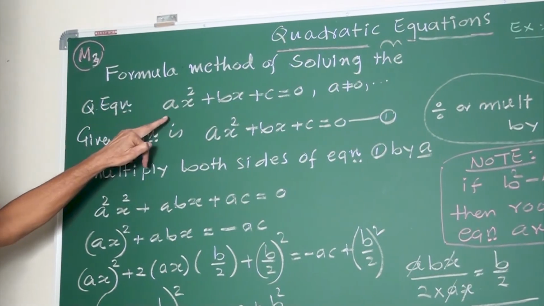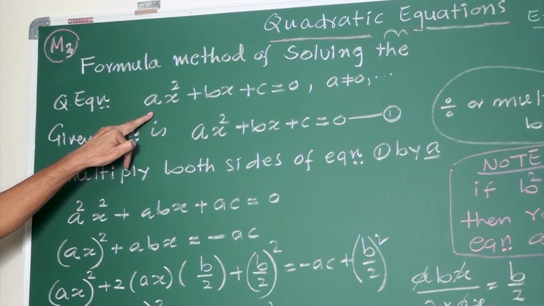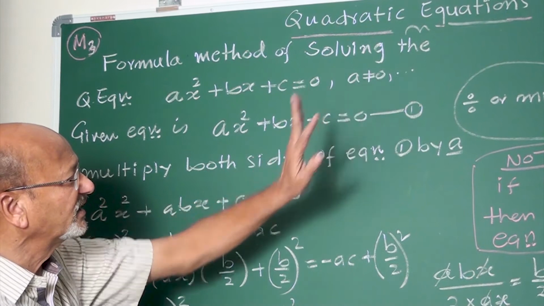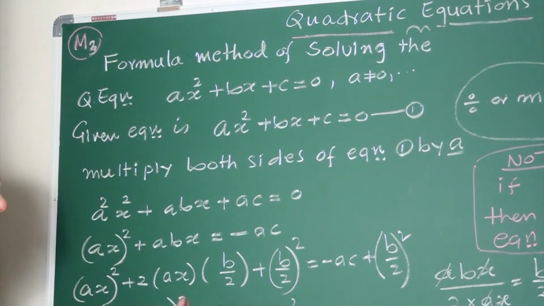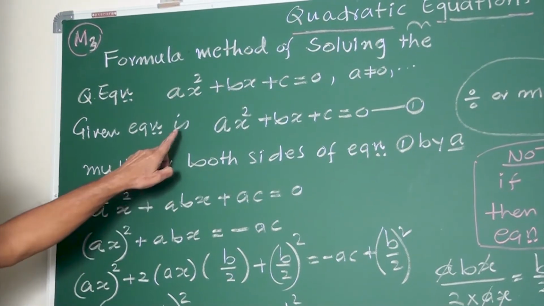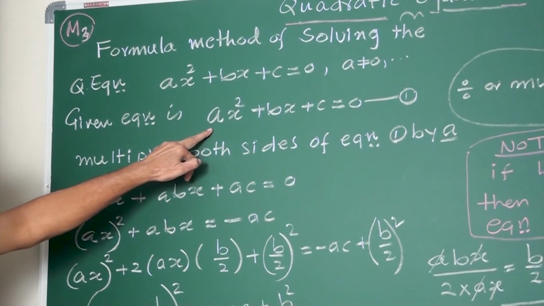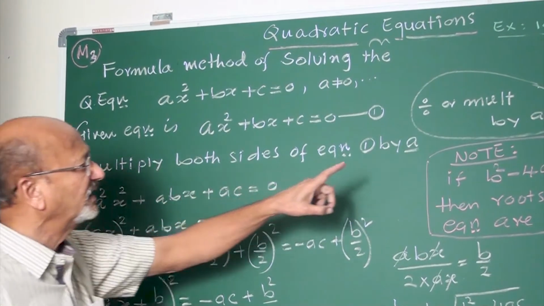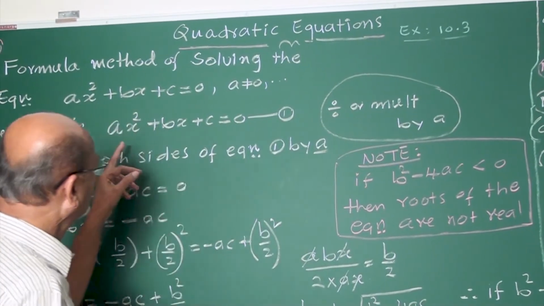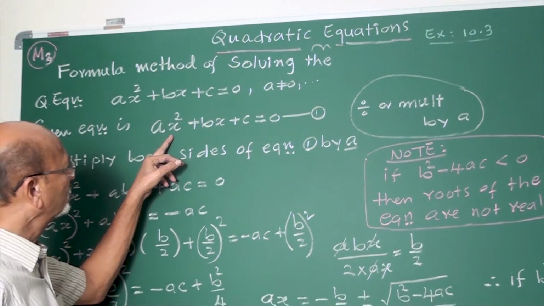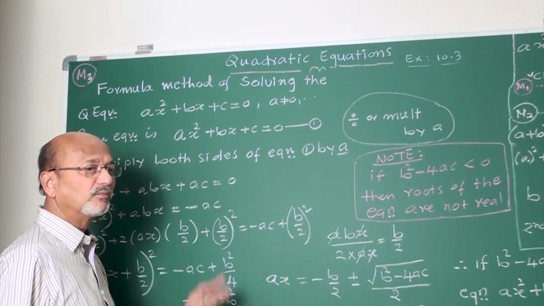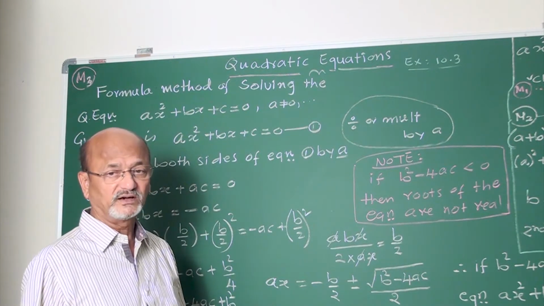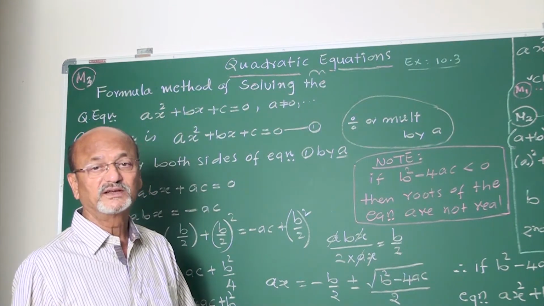Formula method of solving the quadratic equation ax square plus bx plus c equal to 0. This is as usual, a not equal to 0, b comma c, they are real numbers. Yes, my friends, this is the method. I write once again, the given equation is this, ax square plus bx plus c equal to 0. In this, either you have to divide by a, to make the coefficient of x square 1. At that time, you have to add both sides half the coefficient of x the whole square. We have done many examples by that method.